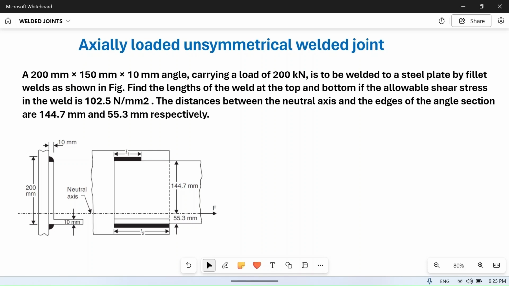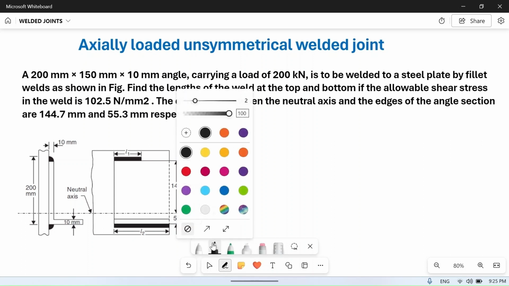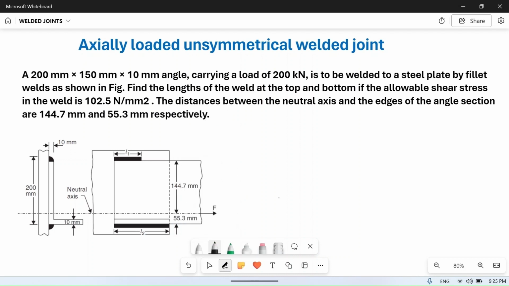So in this video we will solve a numerical problem which is based on the axially loaded unsymmetrical welded joints. Okay, so let's read the problem. A 200 mm into 150 mm into 10 mm angle. So this is the angle, this length is 200 mm, this thickness is 10 mm and its width is 150 mm.